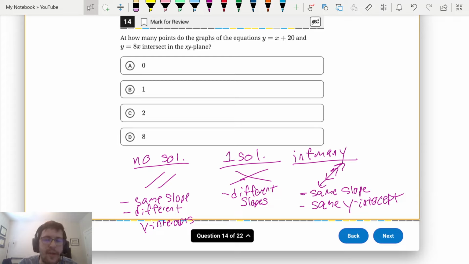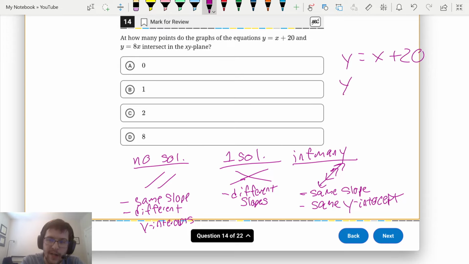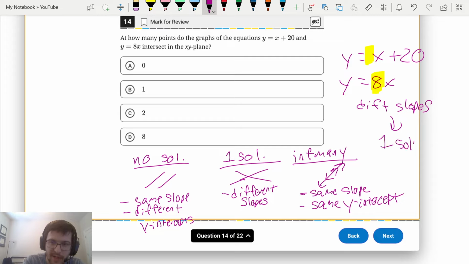So anyway, what I did, in addition to graphing it, is I just looked at these two, and I saw that the top one had a slope of 1, and the bottom one had a slope of 8. So they have different slopes. That means they must have one solution or one point of intersection. Solution and point of intersection, same thing. So the answer must be B.